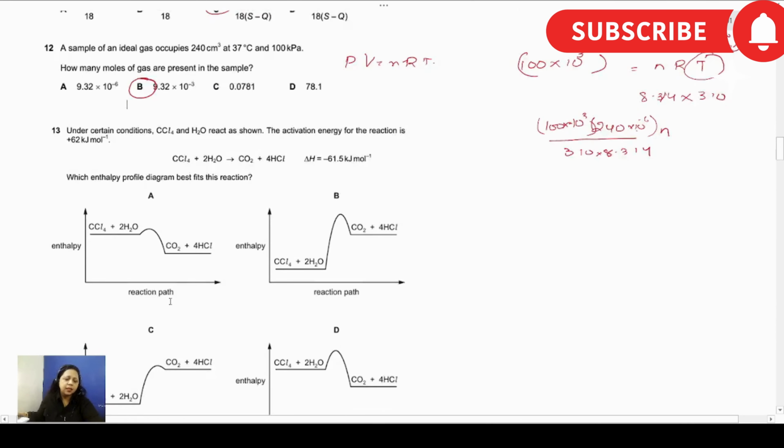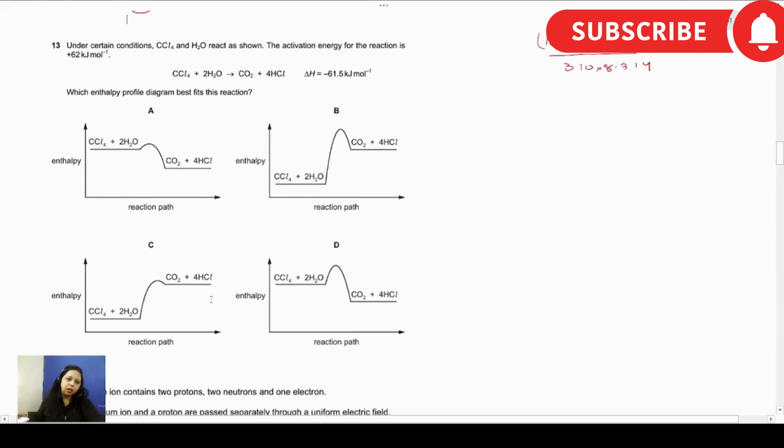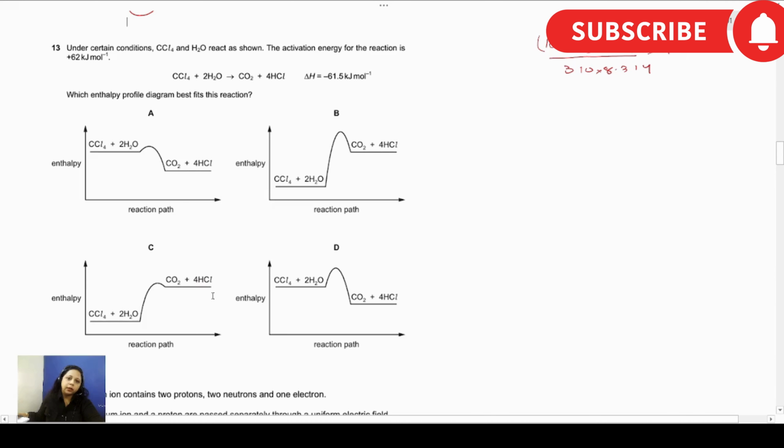The next question is, under certain conditions, carbon tetrachloride and water react as shown. It's an exothermic reaction and an energy of minus 61.5 kilojoules is released. So which enthalpy profile diagram is correct? First of all, we should know what a profile diagram is.